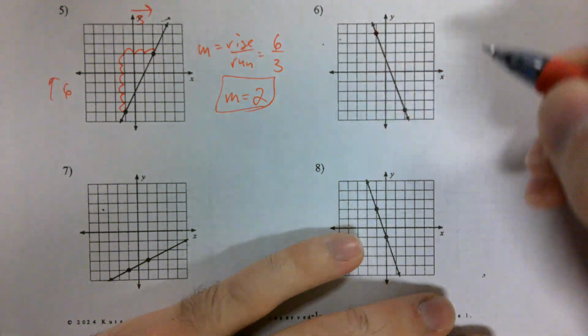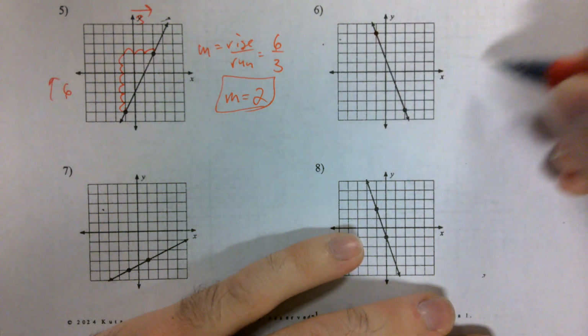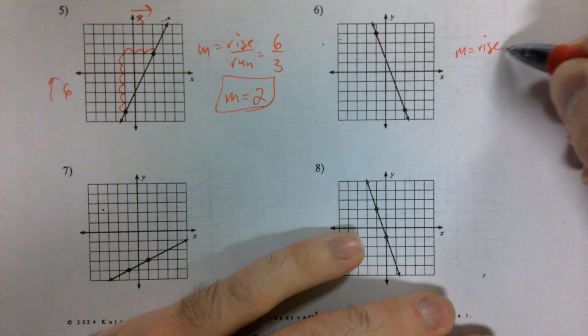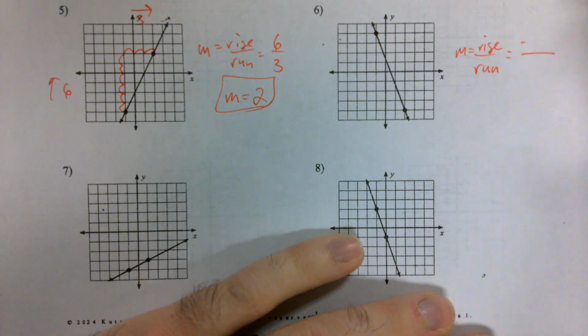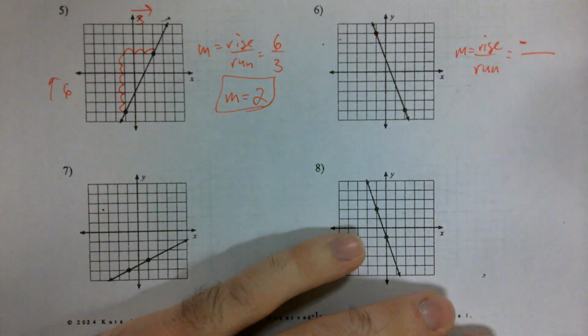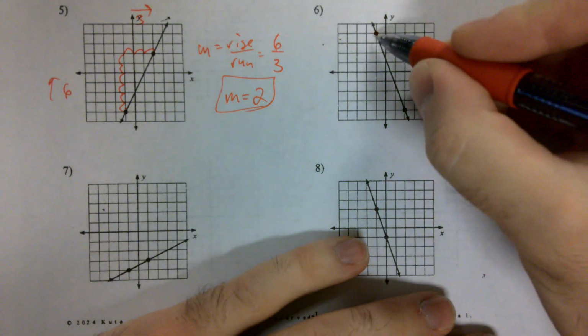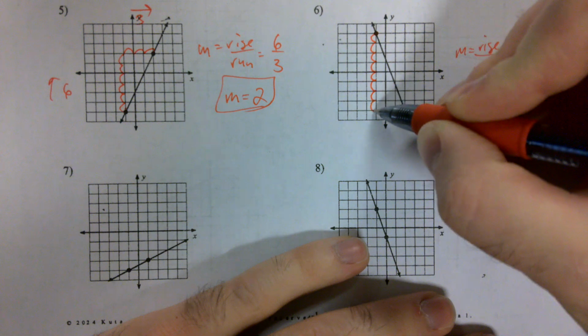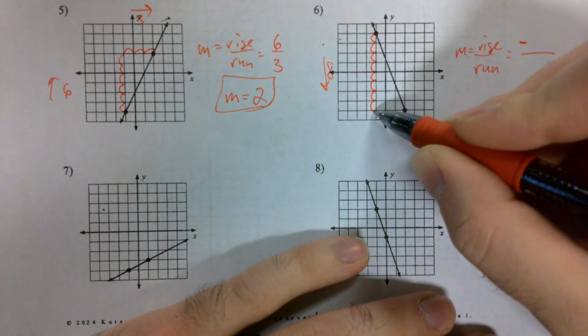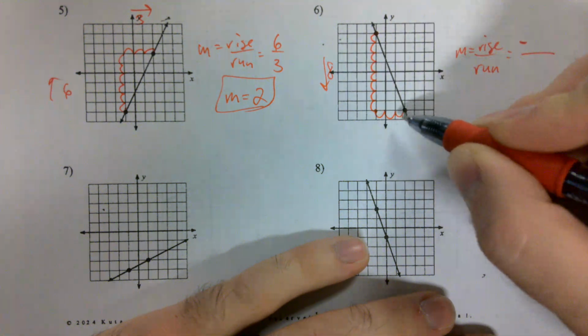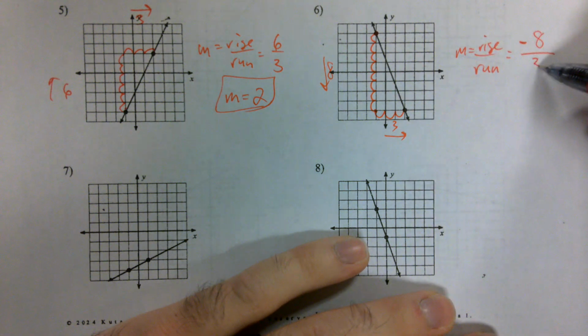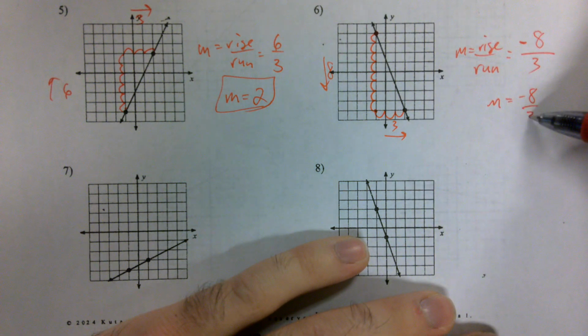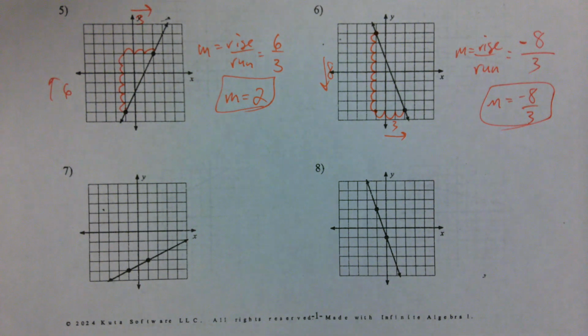Here's my leftmost point. I see I'm going to rise down now, so I know that's going to be negative. Rise over run equals negative something over my run. So I'm rising down 1, 2, 3, 4, 5, 6, 7, 8 spaces down. And I'm running over 1, 2, 3 spaces to the right. Can't simplify that fraction either. So there's my slope, negative 8 over 3.